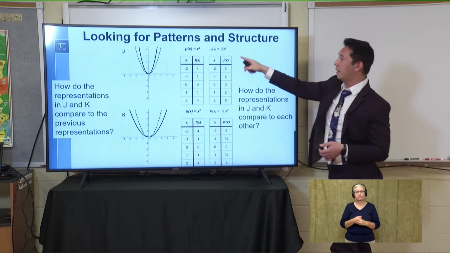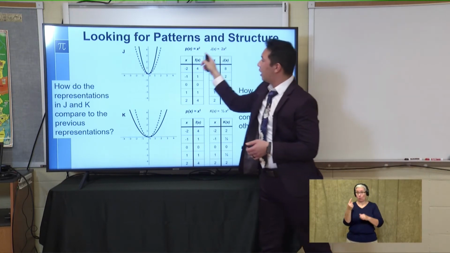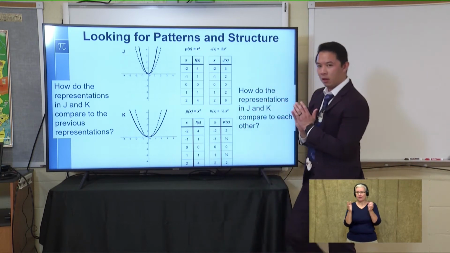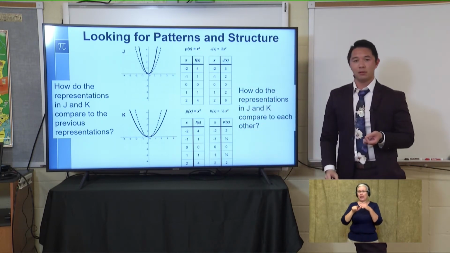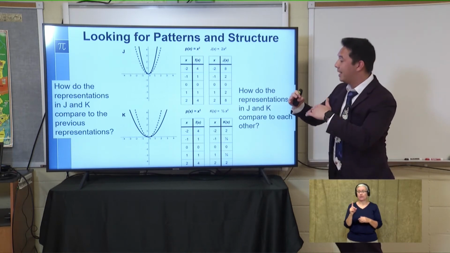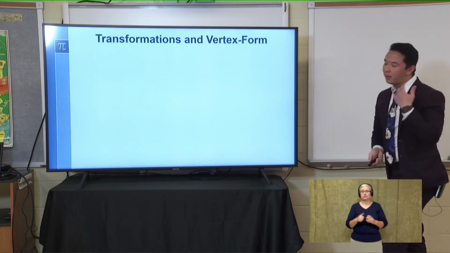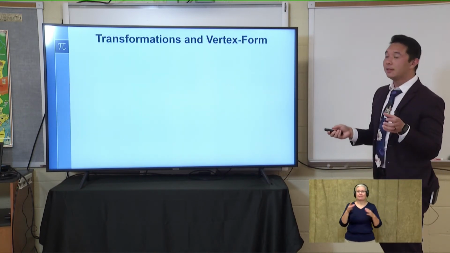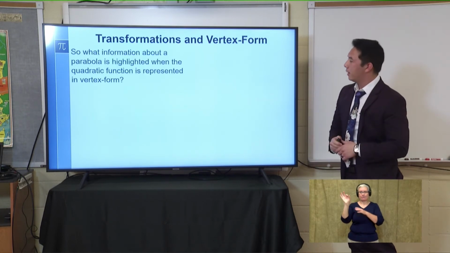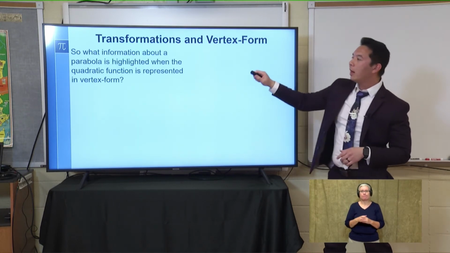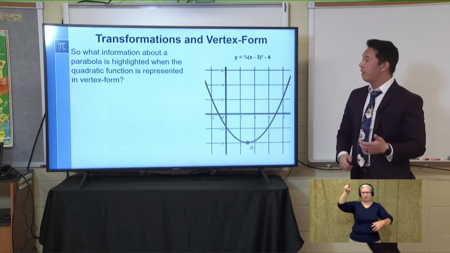And when I've got this value that's bigger than 1, 2, we see that the shape of our graph is a lot more narrow. But when I've got a fraction, a value that is less than 1, we see that our graph is getting compressed. It's a lot wider. And so if I'm trying to make the connection between these transformations and the vertex form of our quadratic function, something that we talked about last week, we want to think about what information about a parabola is highlighted within that particular equation.